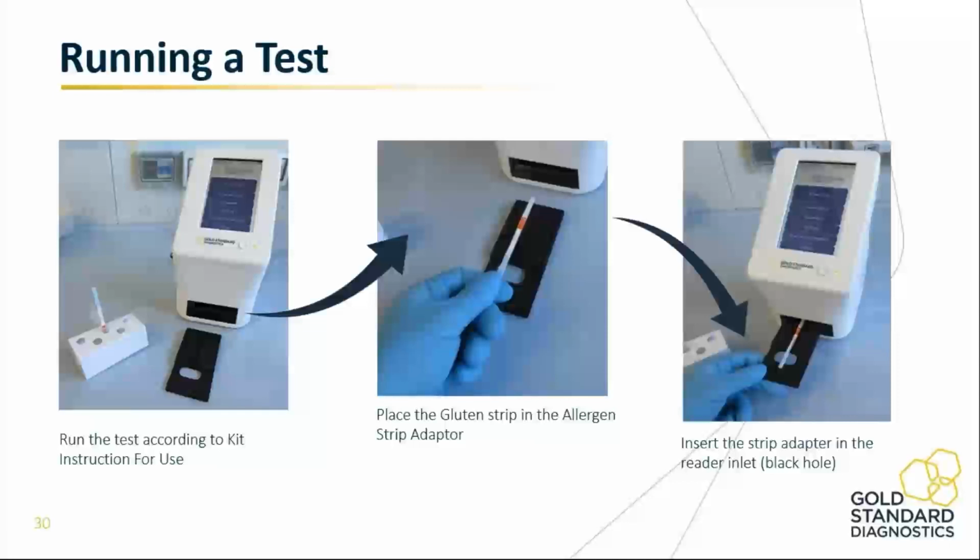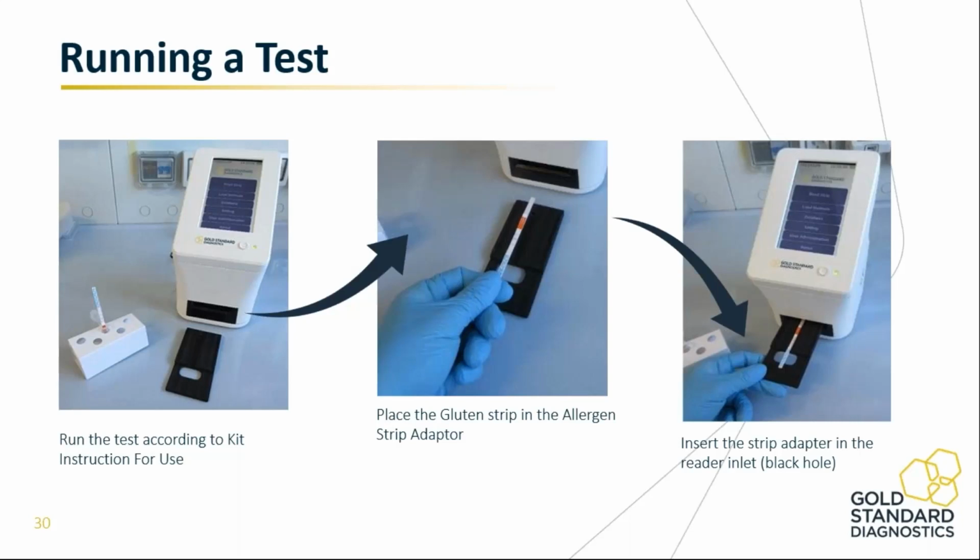So now let's go and see how to run a test and make an interpretation of the results with the RapidScan. First of all, you need to run the test according to the instructions for use of the kit. And once you have the strips with the result, you place the gluten strips in the allergen strip adapter.